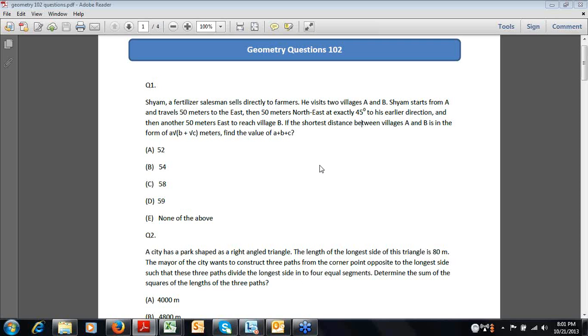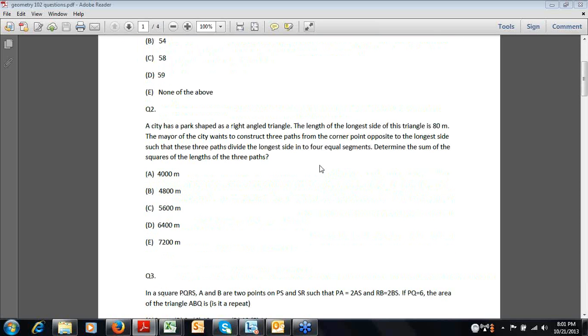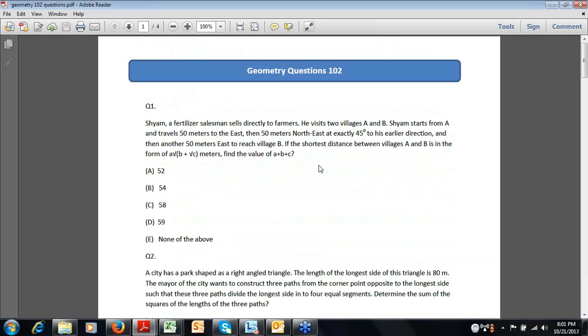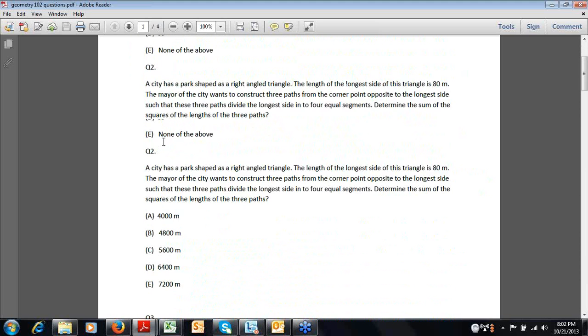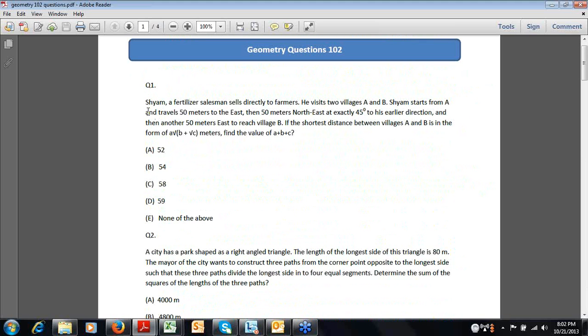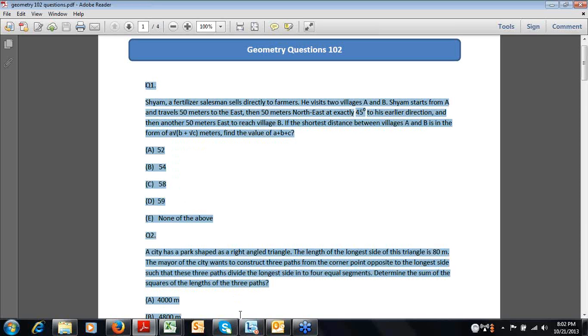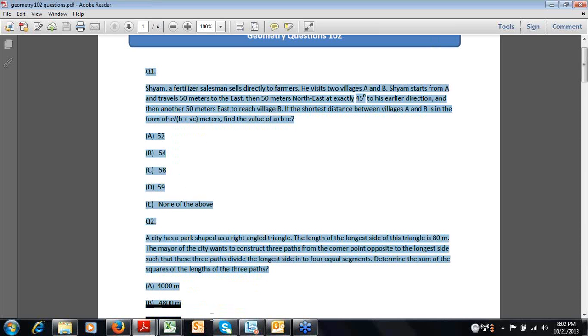So what I'll do is we'll go ahead with the first three questions. These first three questions are not figure based, so I can put that in the chat window as well for all those who have not received this question sheet. Let's try to solve the first three questions.